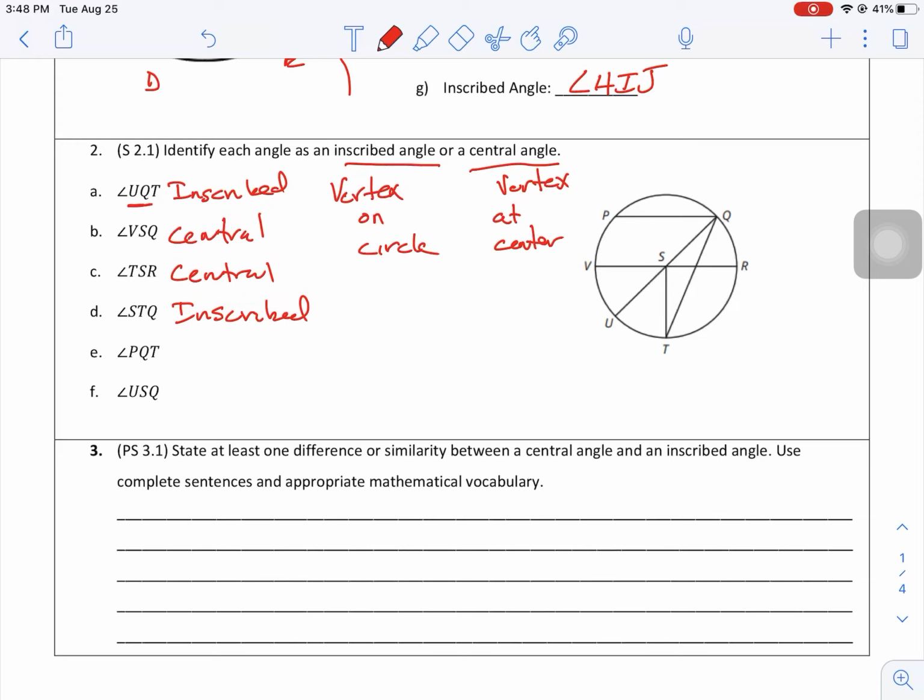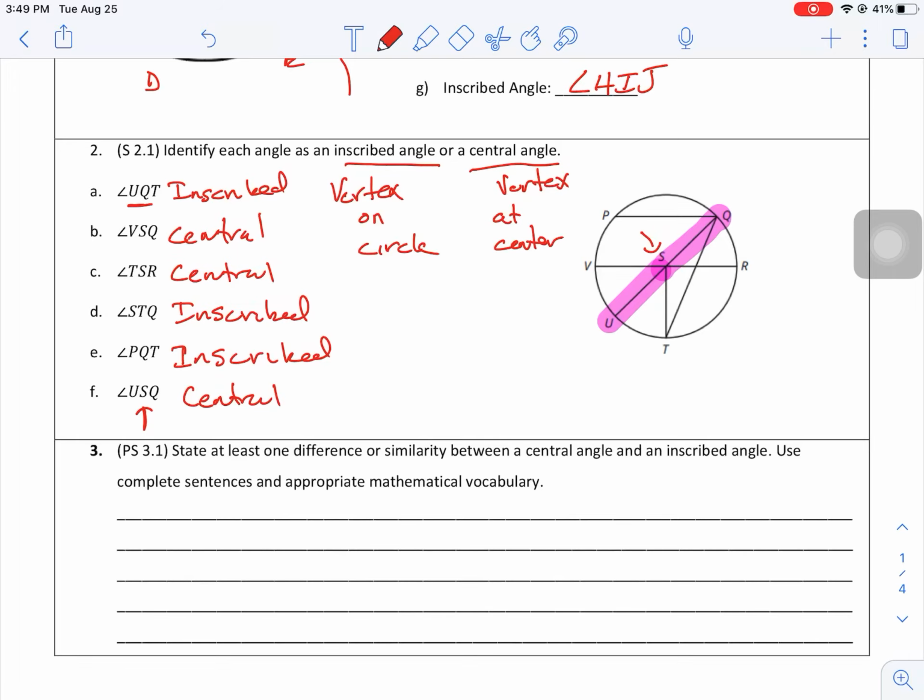Go to the next one. P to Q to T. Q is the vertex. It's on the circle, so that's inscribed. And last but not least, U to S to Q. That's a straight line. That's a straight angle. It's still an angle. That middle letter is the vertex. That vertex is at the center, so that's a central angle.